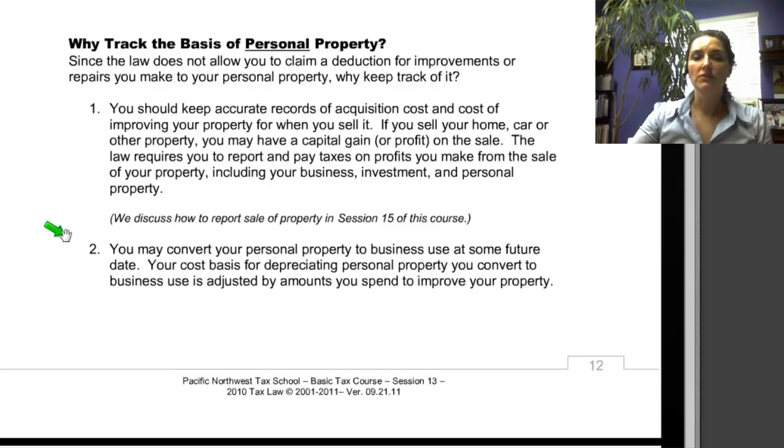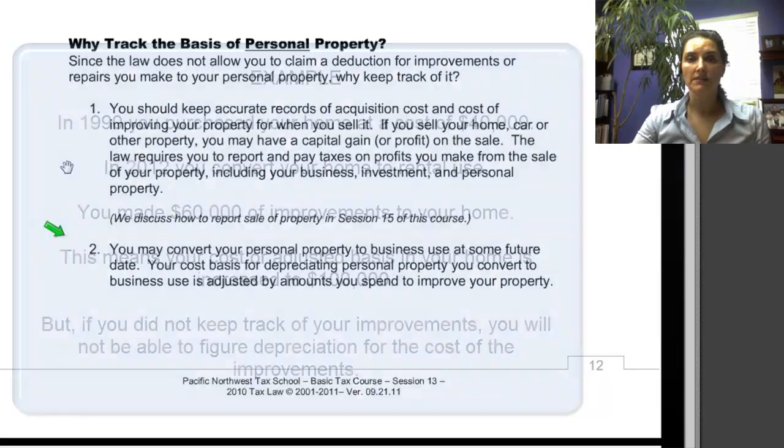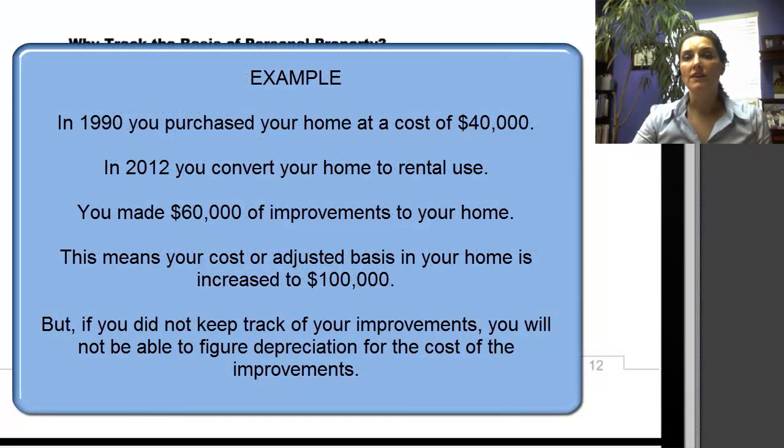You may convert your personal property to business use at some future date. Your cost basis for depreciating personal property you convert to business use is adjusted by amounts you spent to improve your property. Let's just suppose you purchased your home in 1990 for $40,000. And then in the year 2012, 22 years later, you decide that you're going to convert that home to a rental home.